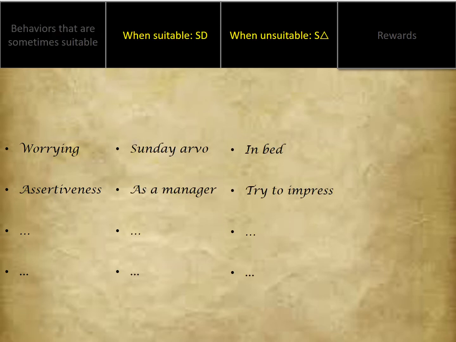Next, alongside each of these behaviours, I'd like you to specify the circumstances in which this behaviour is suitable in the second column, and the circumstances in which this behaviour is unsuitable in the third column. Now, the circumstances in which the behaviour is suitable is called the SD, which strangely enough stands for discriminative stimulus. The circumstances in which the behaviour is unsuitable are called the S delta, or sometimes the discriminative stimulus for extinction. And this triangle, besides being a triangle, is the Greek letter delta.